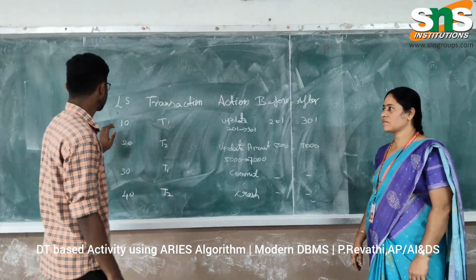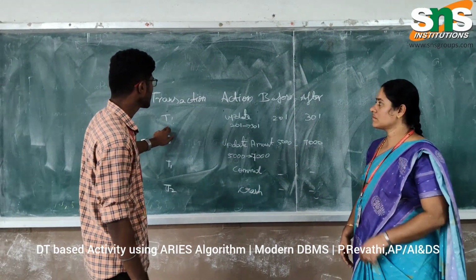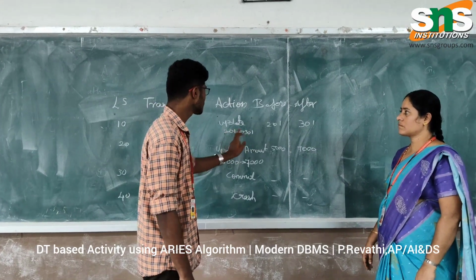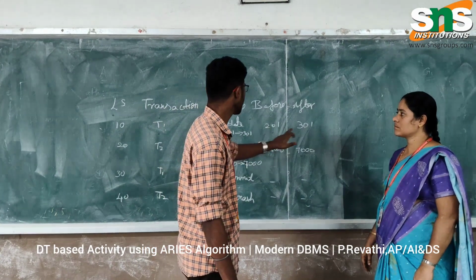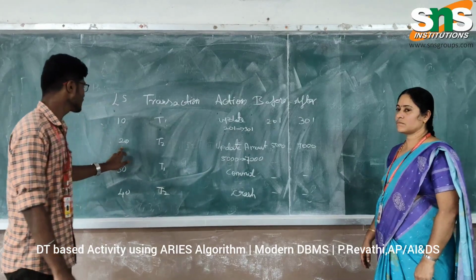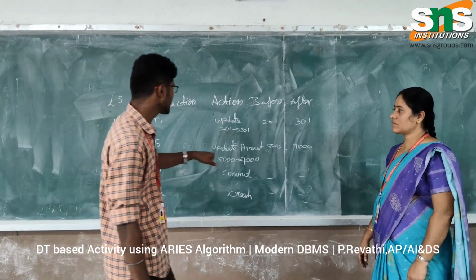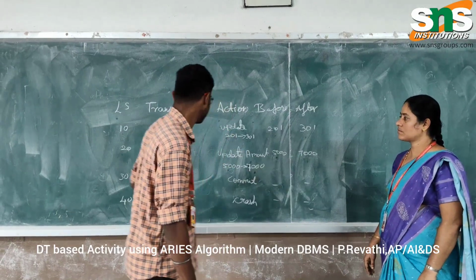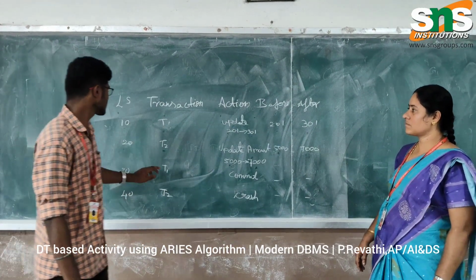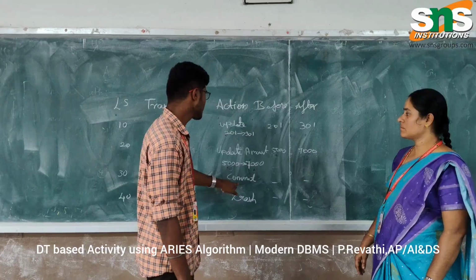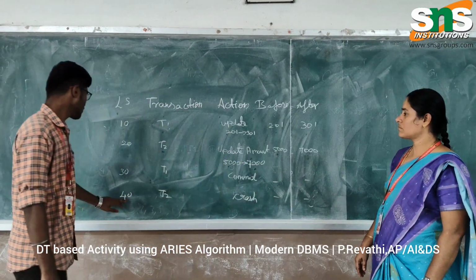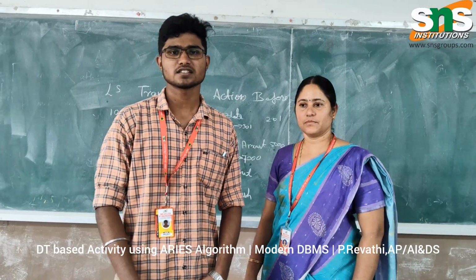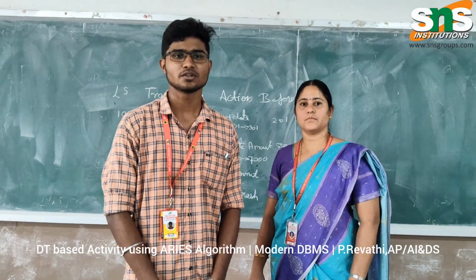In it we have LSN 10, transaction T1, and the action is update, room number from 201 to 301, so before is 201, after is 301. Then LSN 20, transaction T2, updated amount from 5000 to 7000, before 5000, now 7000 has been updated. Then LSN 30, transaction T1, commit, no before and after values, and LSN 40, T2, crash, no before and after values. At the time of the crash, the system has T1 committed and T2 incomplete.